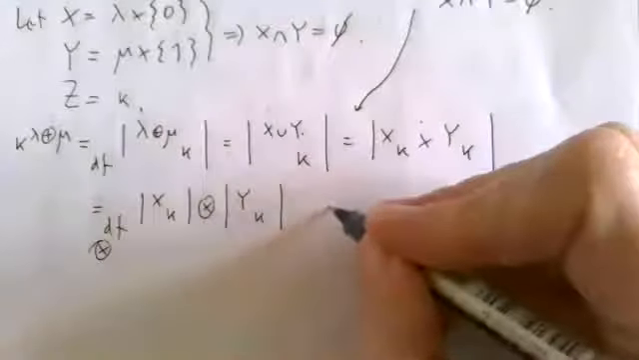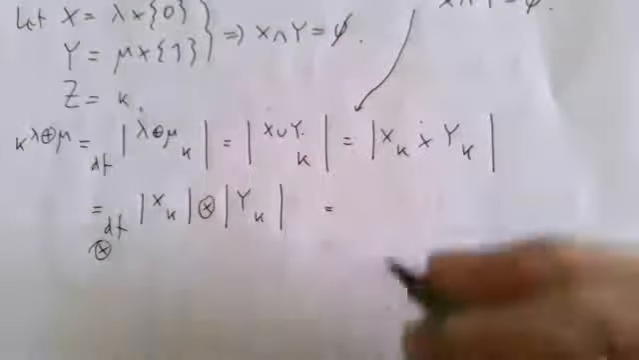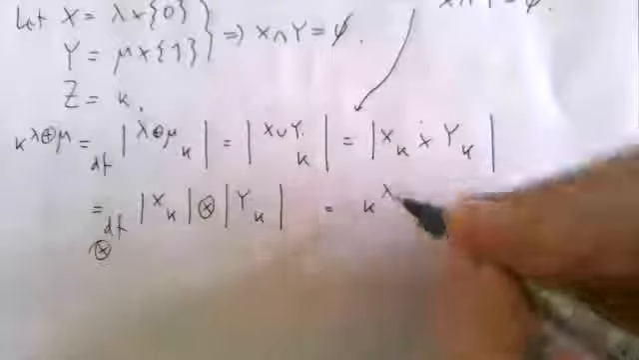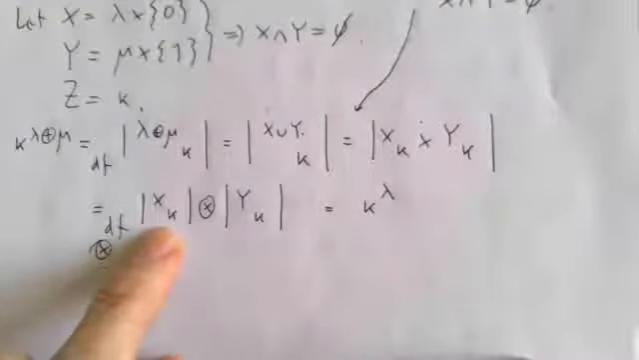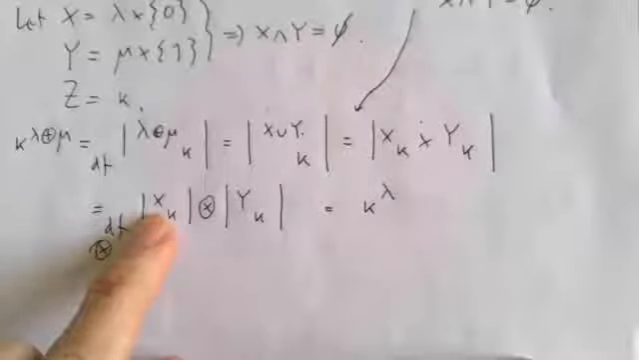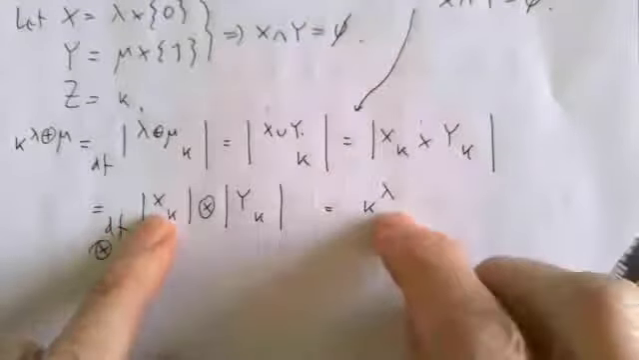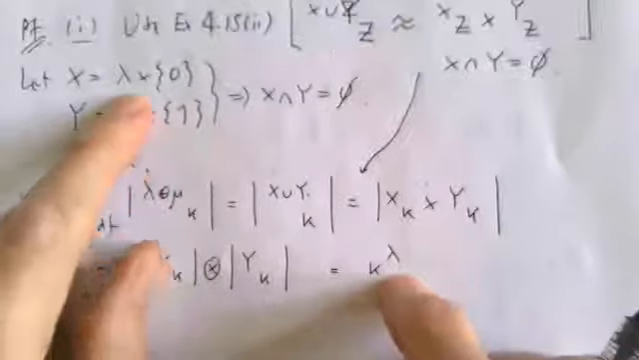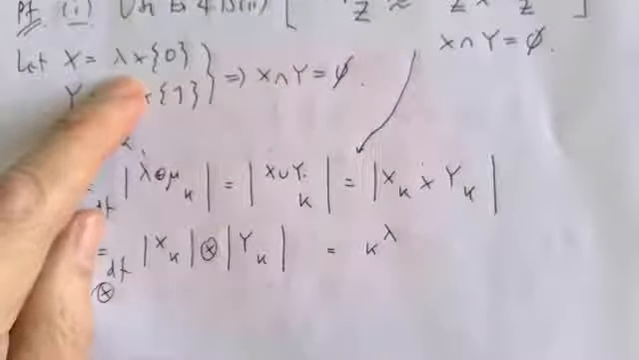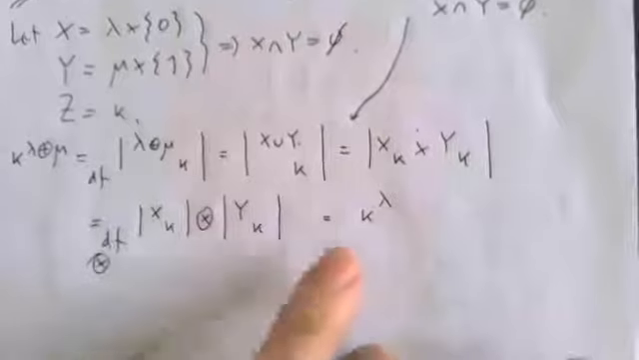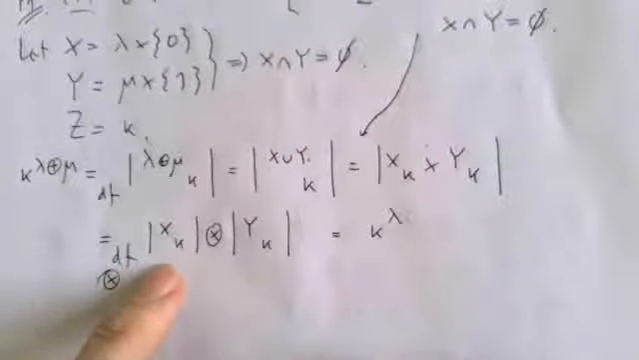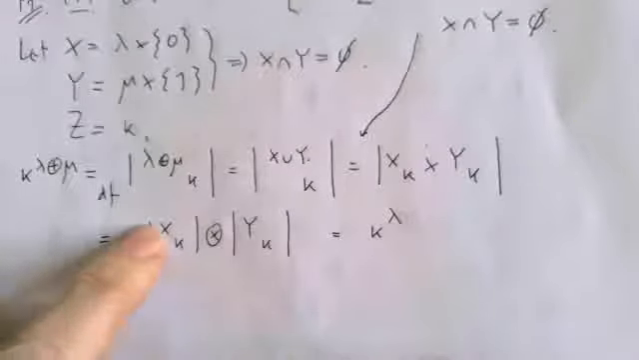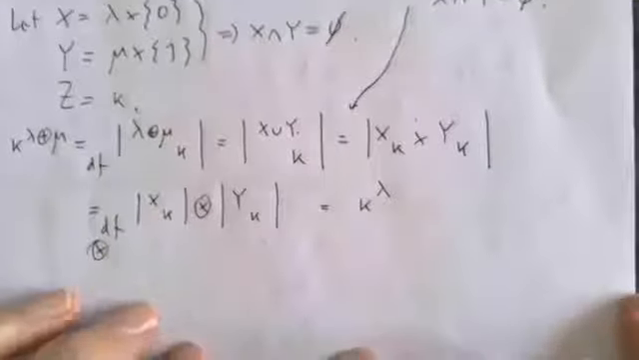And then this is kappa to the lambda, right? X is a set of size lambda, because X just is that. So kappa to the lambda is by definition the size of a set of functions from a set of size lambda into a set of size kappa.